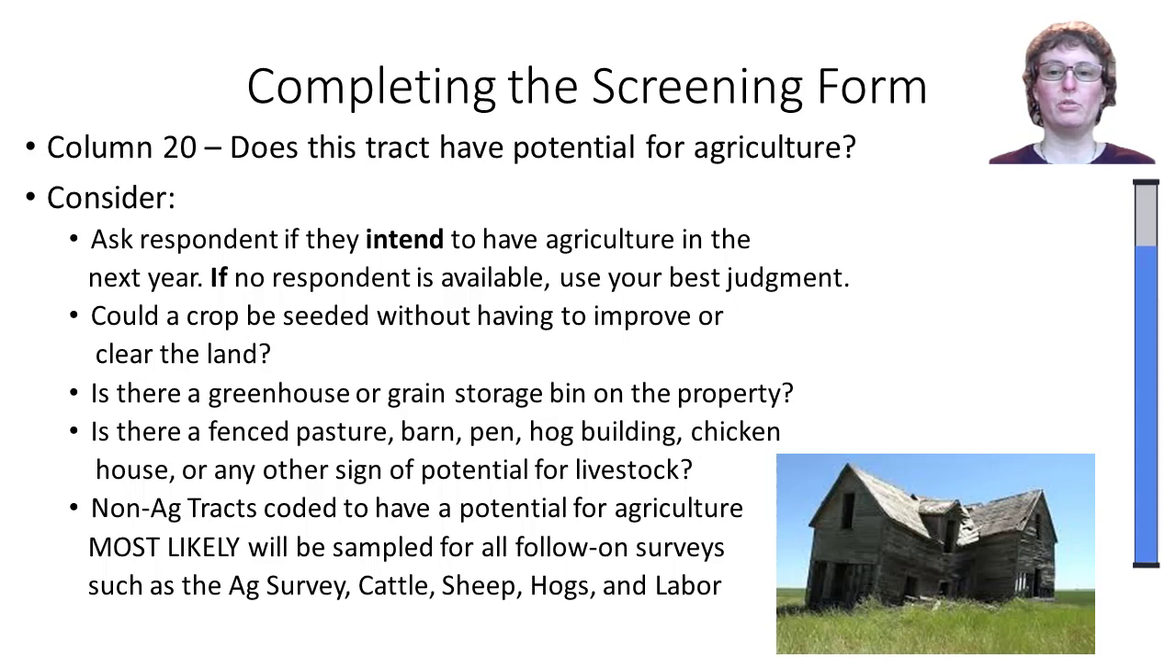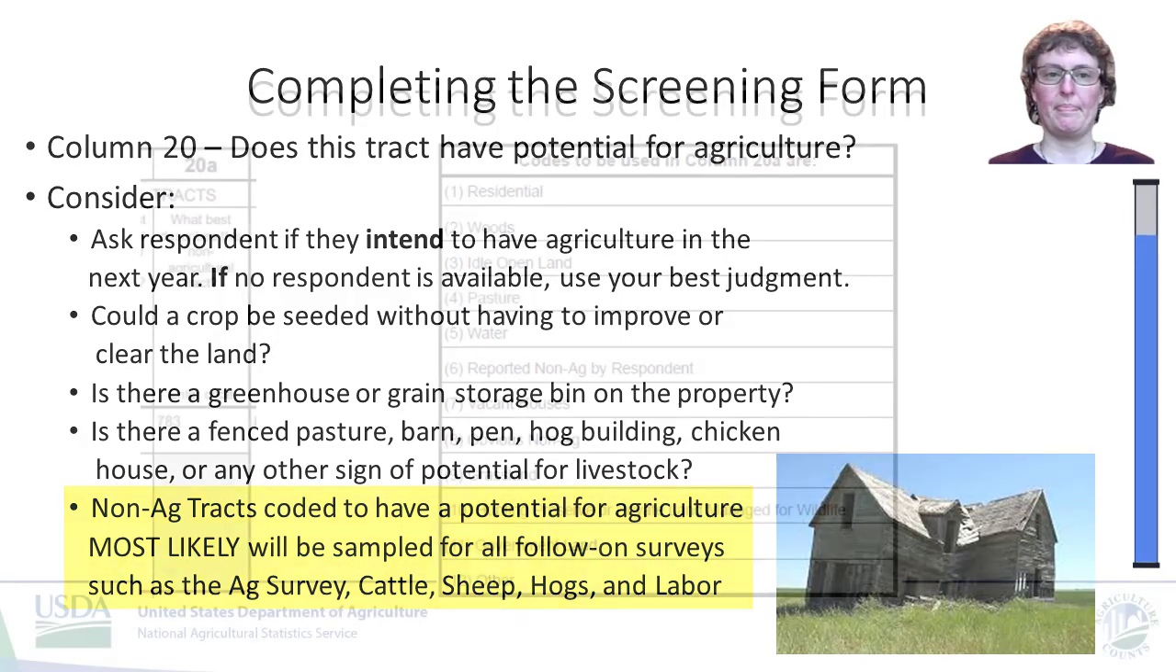Look for agricultural buildings that could be used with minimal improvements, such as greenhouses, storage bins, and livestock buildings. If you notice a barn similar to the one in this picture, most likely the operator will not be able to house livestock without making some updates. Something to keep in mind, noted in the last bullet, tracts that do have the potential for agriculture in the next year could also be sampled for follow-on surveys.